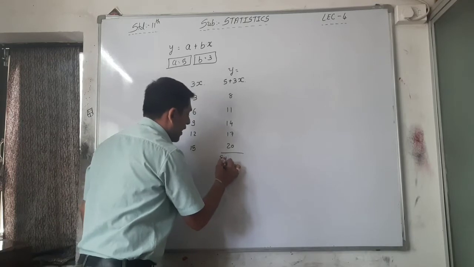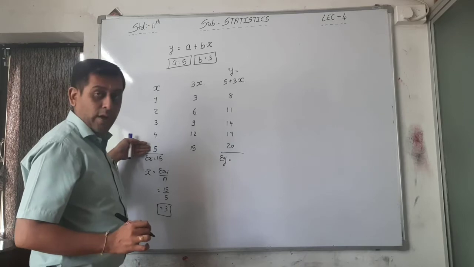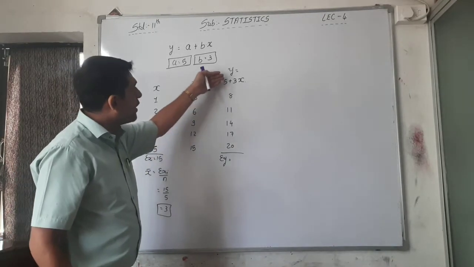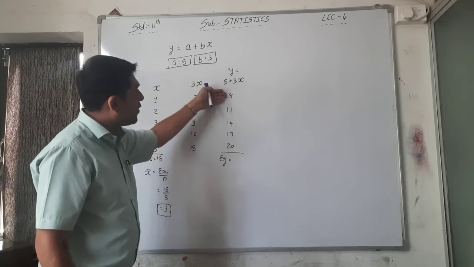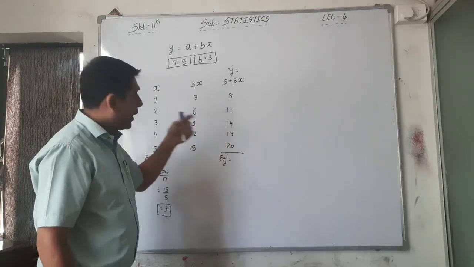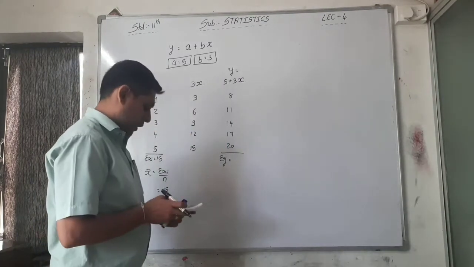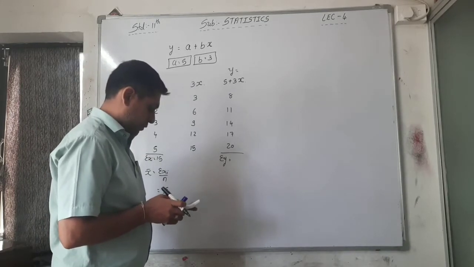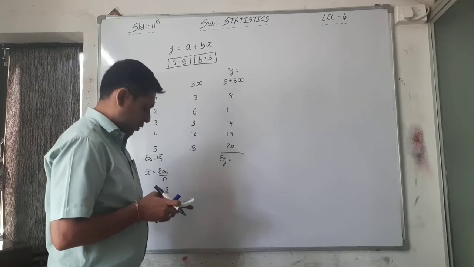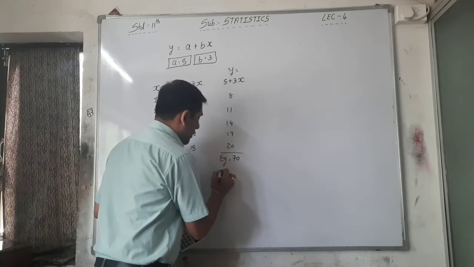What is sigma y? See, this is x1, x2, x3, x4, x5, and the total of these is sigma xi. Now again here it is our y, so we can say y1, y2, y3, y4, y5, and the total of these is 8 plus 11 plus 14 plus 17 plus 20. Here it is 70. What is your y bar?